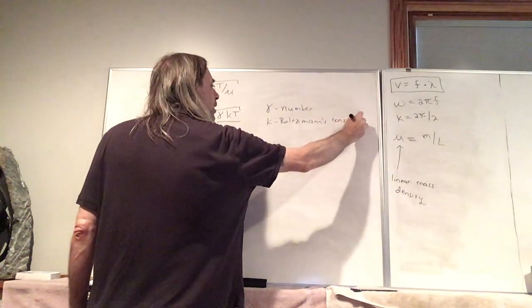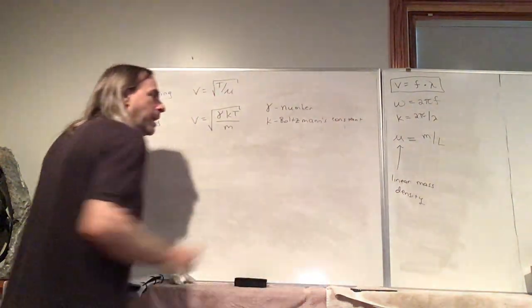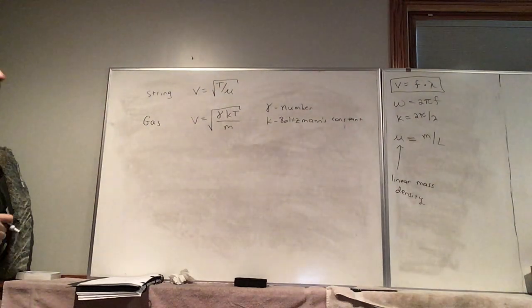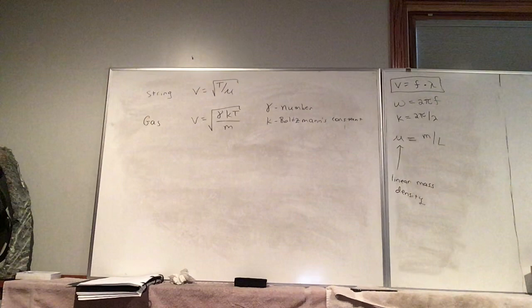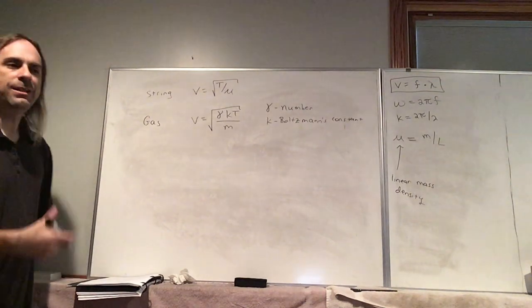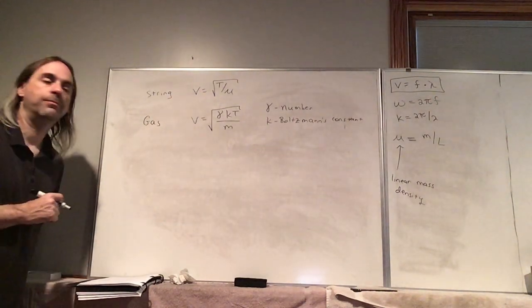I think that's on the equation sheet. It's a very important constant. It's 1.38 times 10 to the minus 23rd joules per Kelvin. What is a Kelvin? That's a measure of temperature, which we'll get to in a moment.